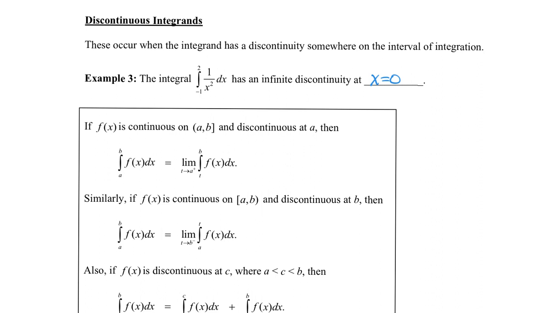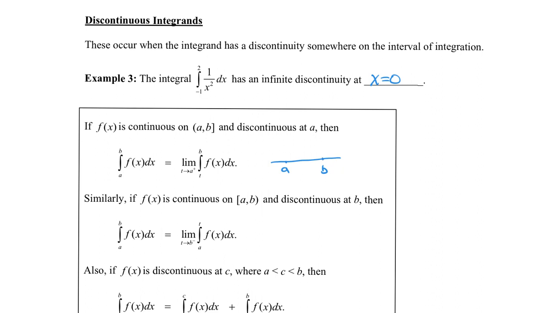Okay, so here are the cases. If you look at this one, we've got this function continuous on open A to closed B and discontinuous at A. So there's a problem at A. So it's something like this. There's an issue at A. We can think of it like this. Think of a number line. We've got this number line from A to B, okay?